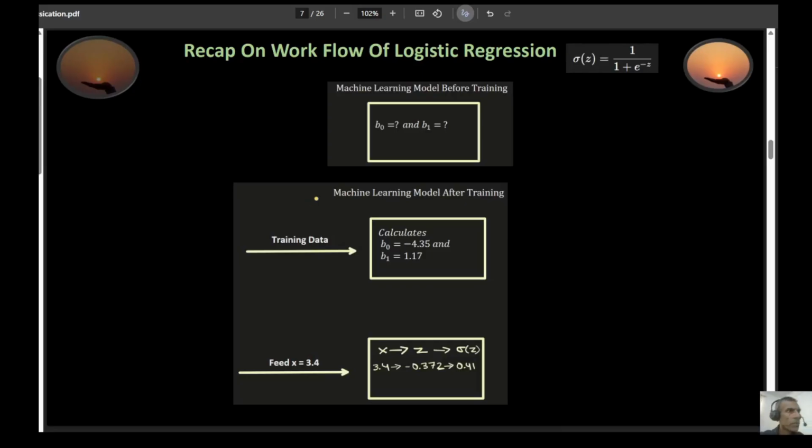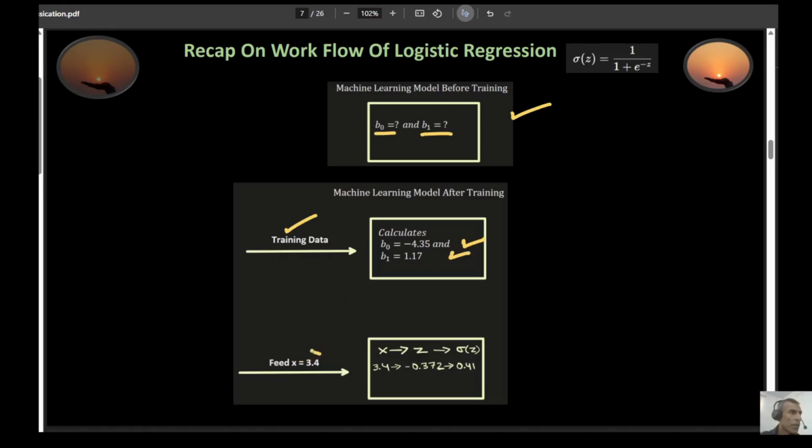So to recap, this is the general workflow of logistic regression. This is your machine learning model before it's trained. It does not know its B0 or B1 value. You feed the training data into that, and it learns B0 and B1. It calculates the B0 and B1 from your training data.